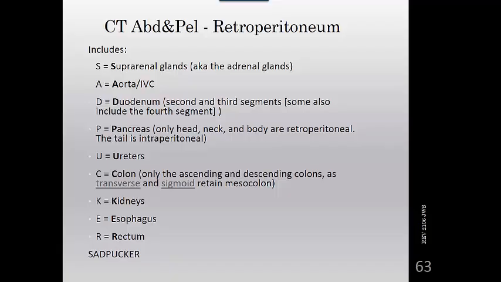U is uterus. C is the colon, only the ascending and descending colon, as the transverse and sigmoid retain mesocolon. K is for the kidneys. E is for esophagus. R is for the rectum. Now, these are the structures that are retroperitoneal.